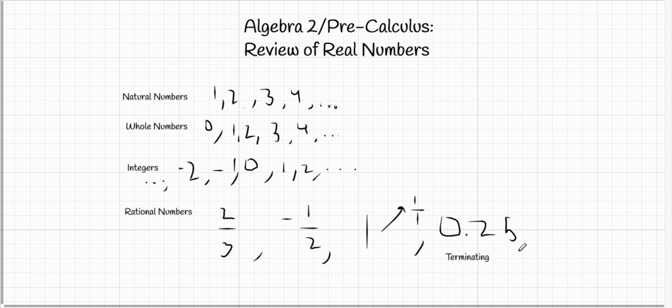After this, we have repeating decimals. Basically, they go on towards infinity, but there's a repeating pattern, like 0.33 bar. Whenever you see this bar symbol, that means it's a repeating decimal. So something like this, 0.33 bar, you can write it as 1/3. It might not look like a fraction, but it can definitely be written as a fraction. Any other decimals are not rational numbers, and we'll be covering that in a minute. But these are the first 4 sets of numbers that we're going to learn today.